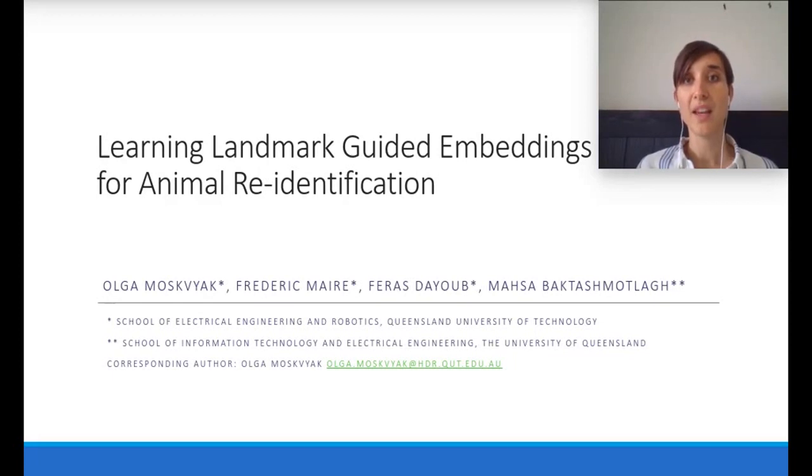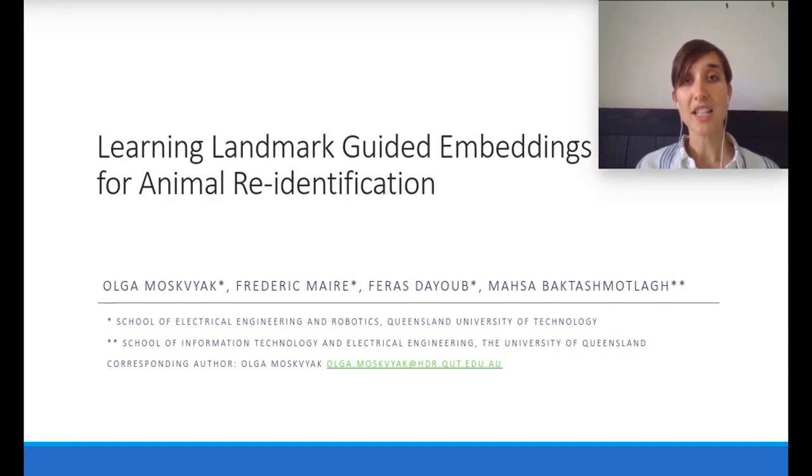My main interest is deep learning for animal identification, and today I'm going to present the details of my paper, Learning Landmark Guided Embeddings for Animal Identification, written with my co-authors and supervisors, Ferraz, Frederick and Massa.